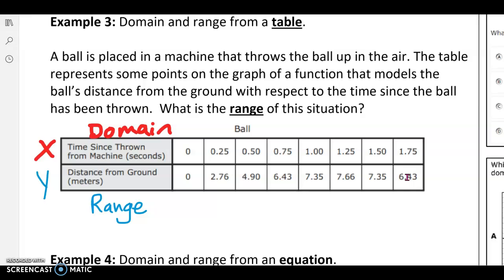So keeping in mind, this is a real world problem, so it does change things a bit, okay? The domain is starting at 0 and it's time. We are not going to have like a negative time or distance. So keep that in mind when we're writing our domain and range. Now in this particular problem, it asks what is the range. So we're talking about the y's. So let's have a look at our y's.